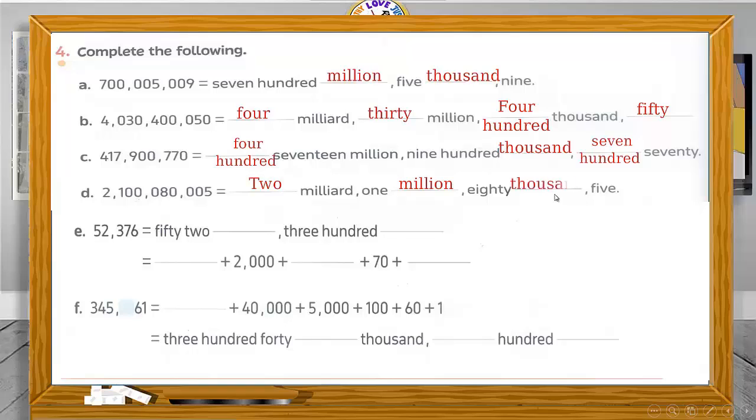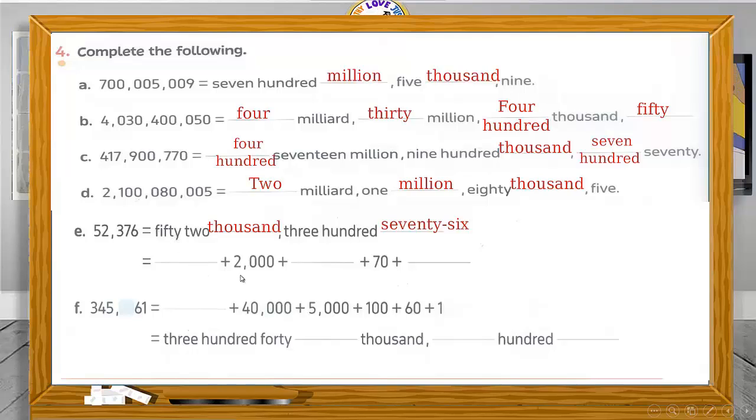80 what? Thousand. 5. Next number 52. 52 what? 52 in which period? In second period. 52,000. Right where the thousand. 376. 376. And you can write the same number in expanded form.